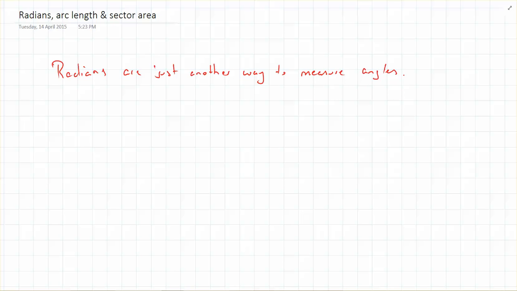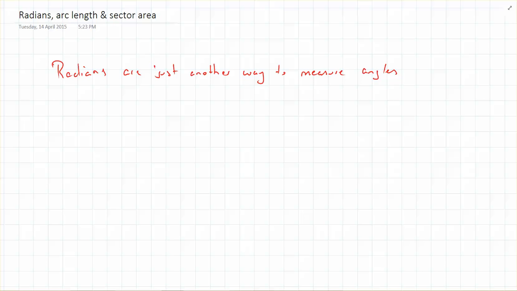Now you might say, well, what's the point of that? We've got degrees, I'm happy with that. But radians, apart from being in the course, there is a use to them, and they're perhaps just a little bit more logical than degrees. But we'll look at that. So just think of it like miles and kilometres. There are just different ways of representing angles, like there are different ways of measuring lengths.